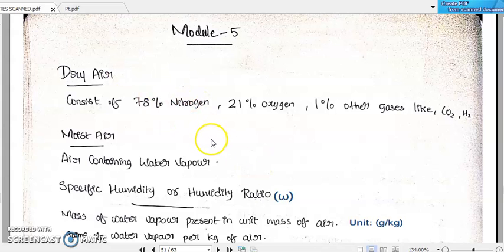Before we move on to more concepts of air conditioning, let us try to understand the basic terms in air conditioning. First of all, what is meant by dry air? Dry air is simply that component of air which does not contain water vapor. Theoretically it consists of 78% nitrogen, 21% oxygen, and 1% other gases like carbon dioxide, hydrogen, and some inert gases.